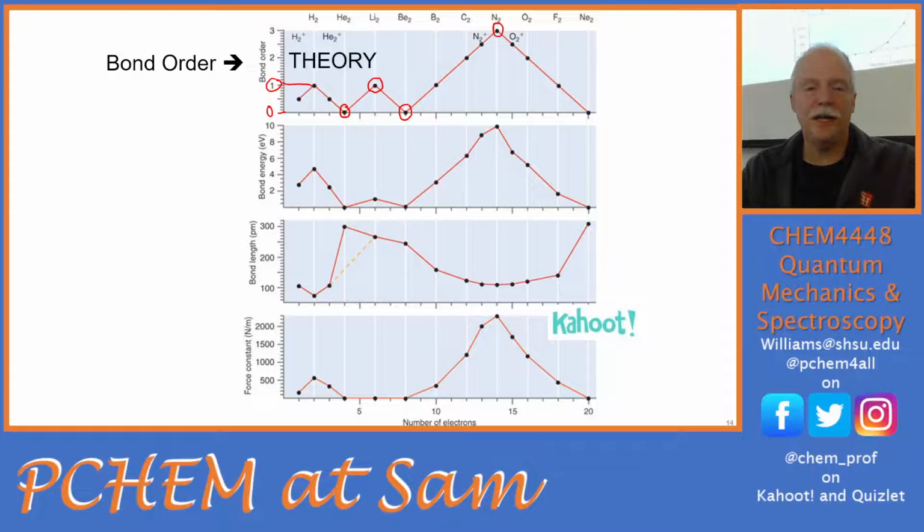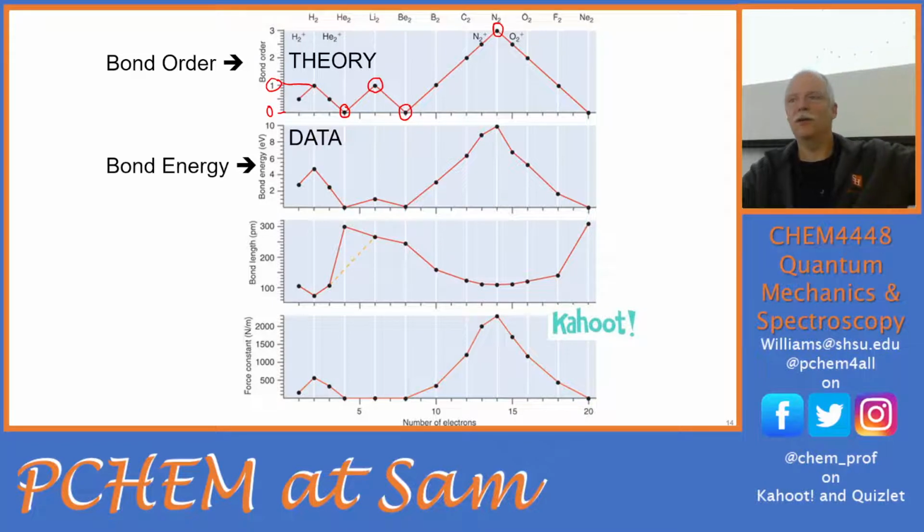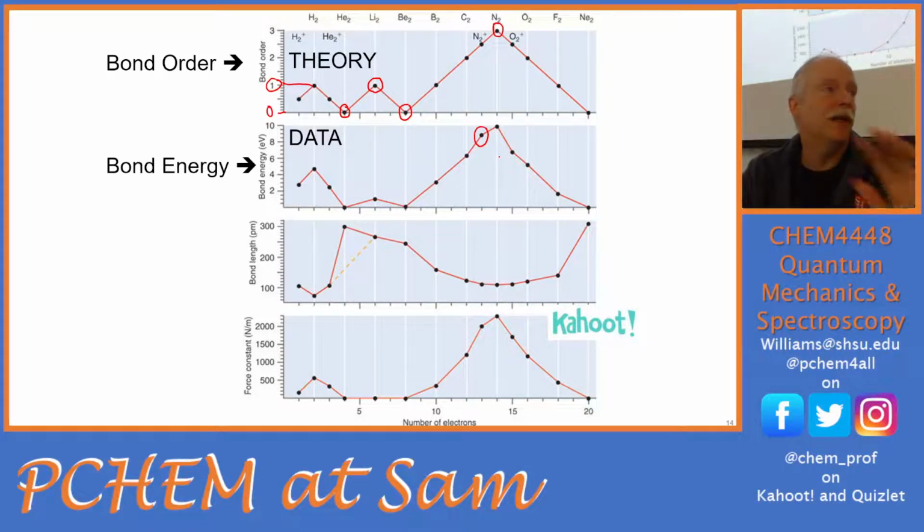So let's look at the data. Here's bond energy. And look how well it matches this theory of bond order. That's pretty cool. I mean, it's the same pattern, including the cations. And so, yeah, you make nitrogen cation and the bond energy gets smaller. You make oxygen cation, the bond energy gets stronger. So that's a pretty good correspondence to our theory of bond order.